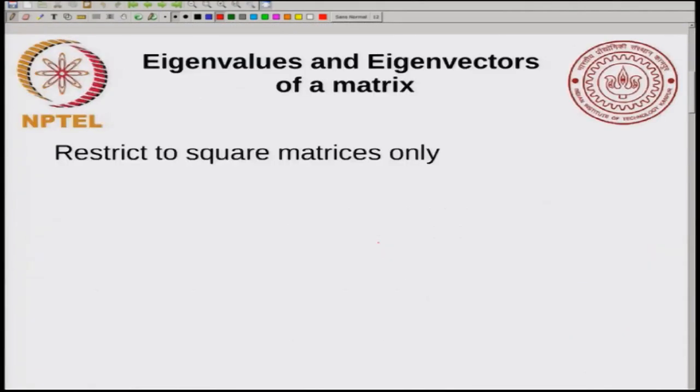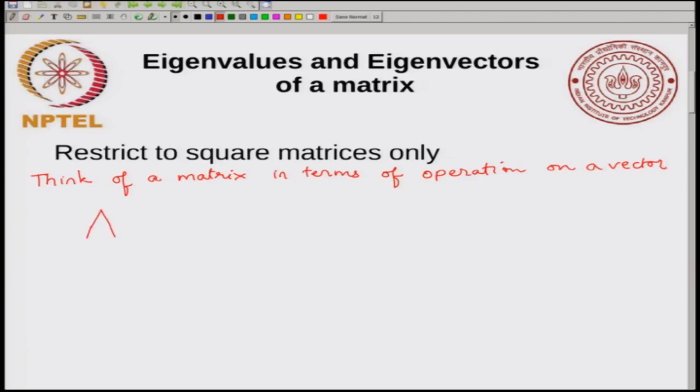In order to do this, we will restrict our discussion to square matrices only, and that is where eigenvalues and eigenvectors are defined. It helps to think of a matrix in terms of an operation on a vector. So, for example, you could have a matrix A and that operates on a vector x. And when this matrix operates on a vector, it will give you another vector. I will just call that vector y. So, a matrix operates on a vector to give you another vector.